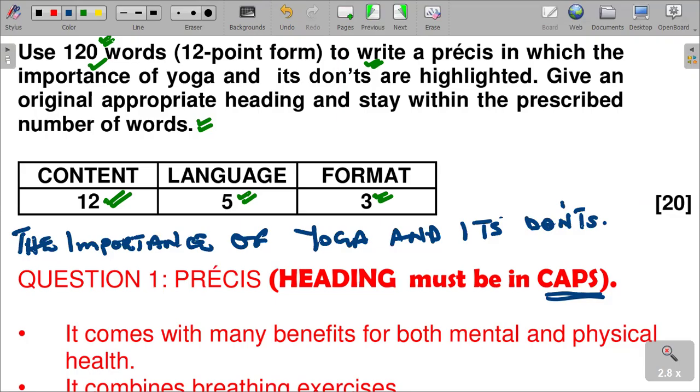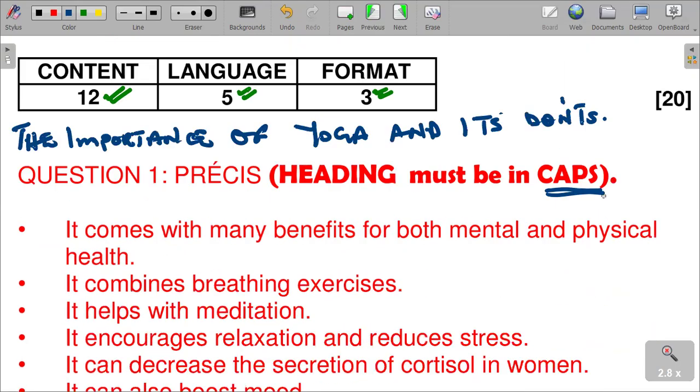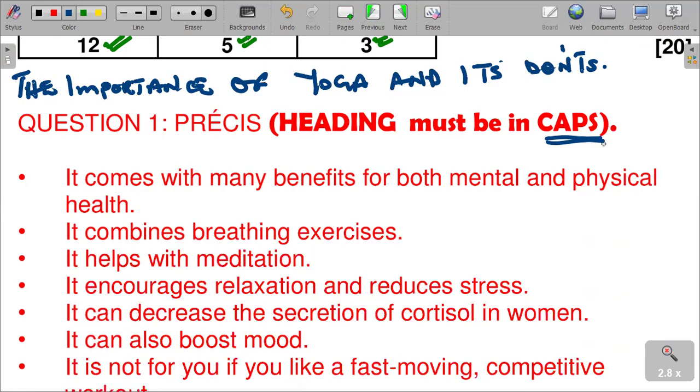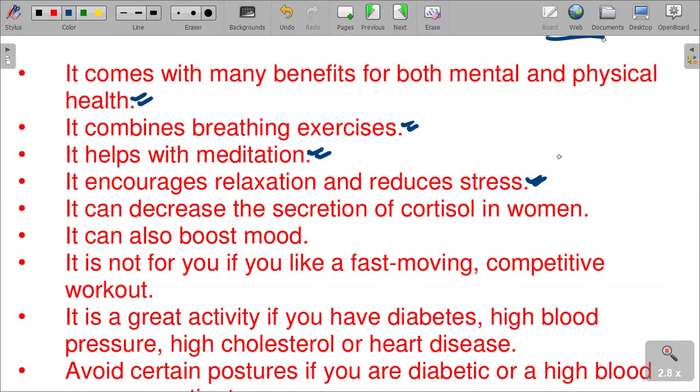So having said that, I'm putting here now, the question says put the answer in what? In point form. So the importance of yoga, it comes with very many benefits for both mental and physical health. It combines breathing exercises. It helps with meditation. It encourages relaxation and reduces stress. These are points that you are picking from the comprehension or from the infographic that is attached there.